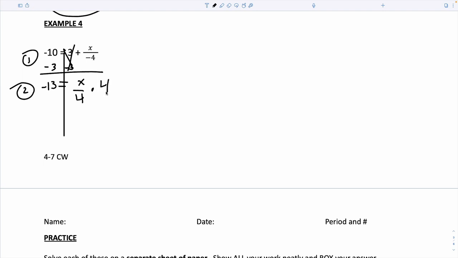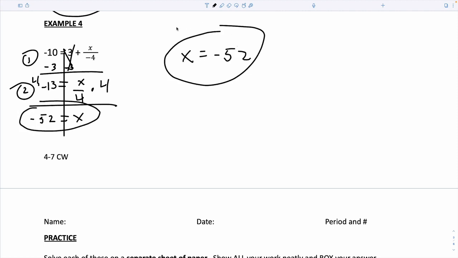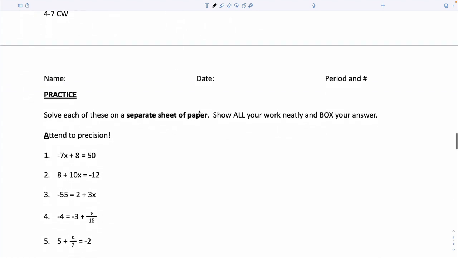If you multiply a 4 on both sides, is it just the 52, Chad? Is it just 52? No. Because that negative 13 is there, negative times a positive would be a negative 52. If you got x equals negative 52, please turn your paper to the practice.